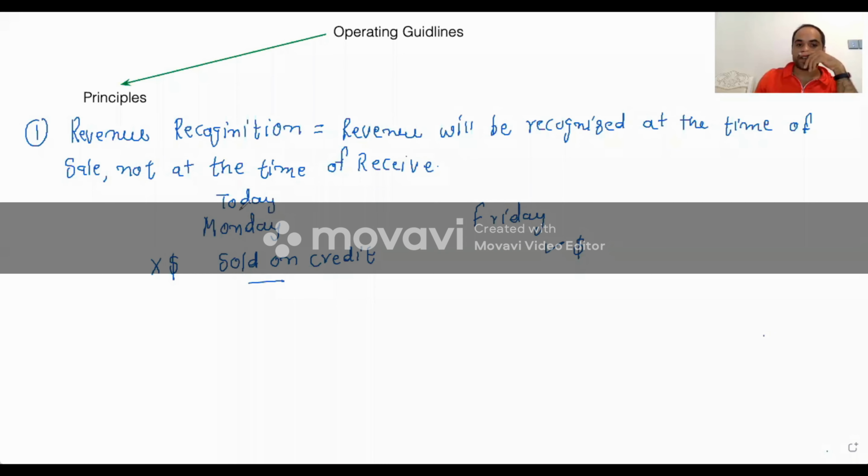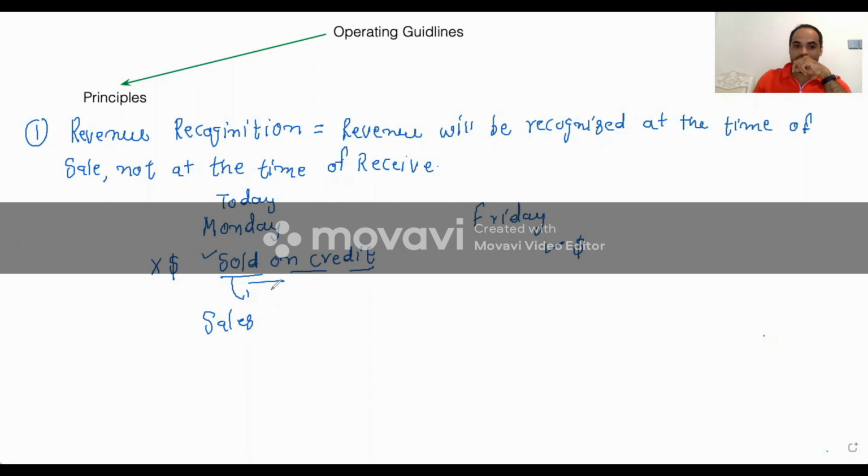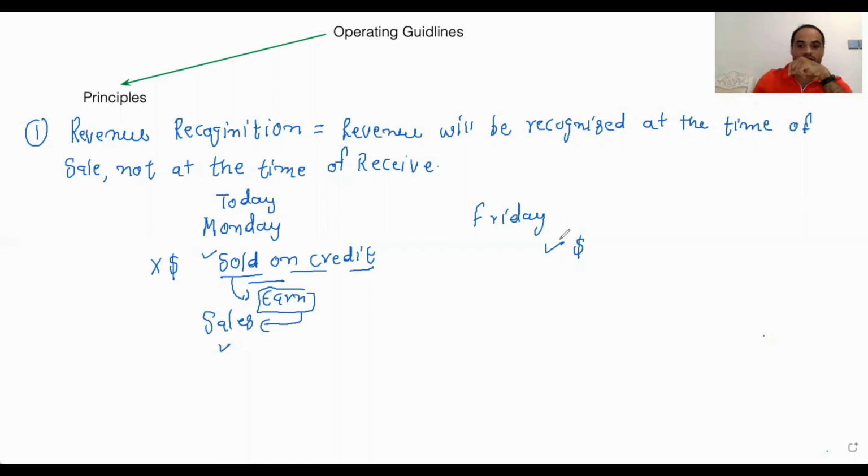Now the question is, when I record this information in my accounts, can I consider it as an income? Can I call it sales? Or do I call it sales when I receive money? Of course, when I sell it. I sell it means I earn it. I earn it, I record it as sales. I don't have to wait to turn this earning into cash to record it as sales.